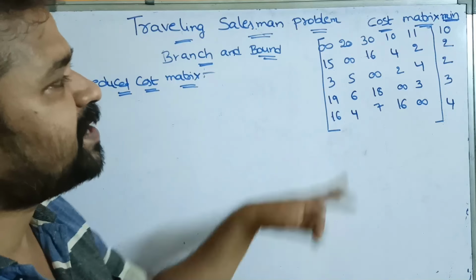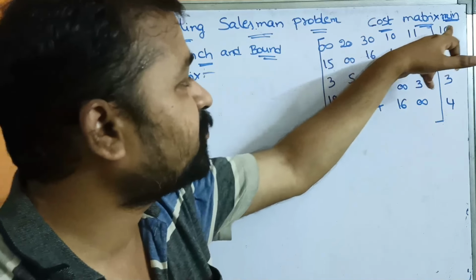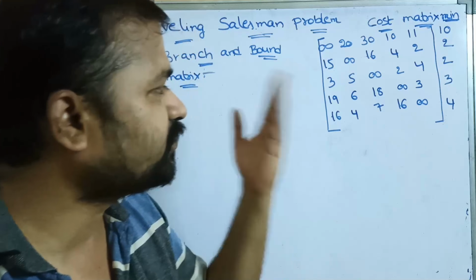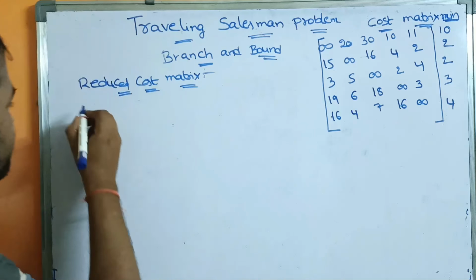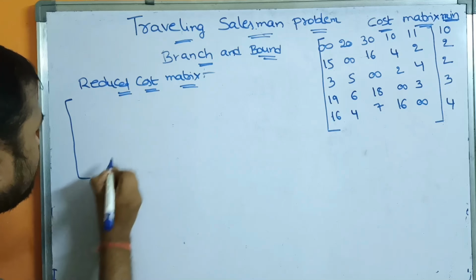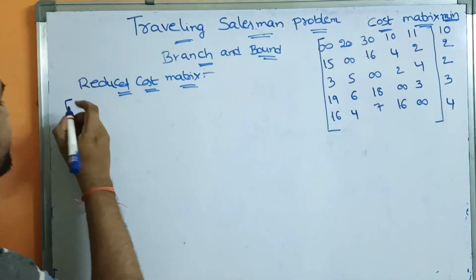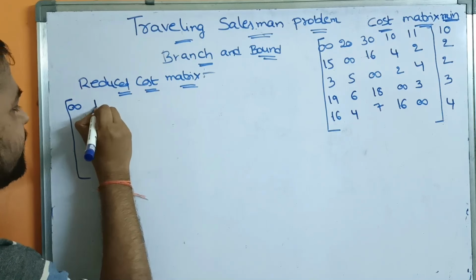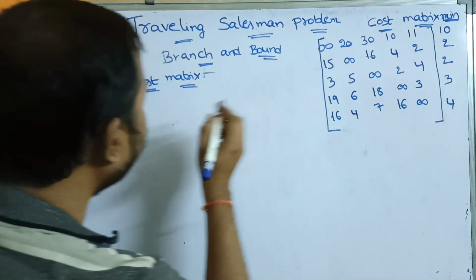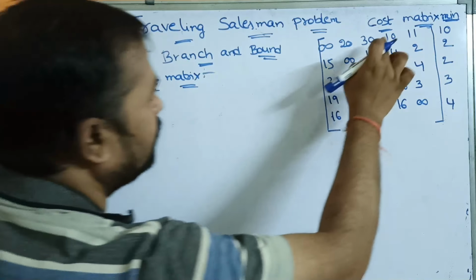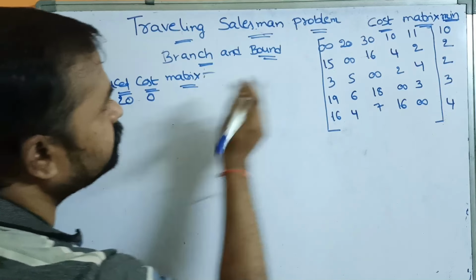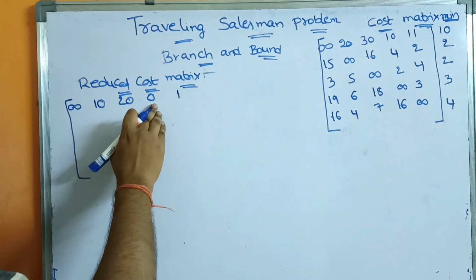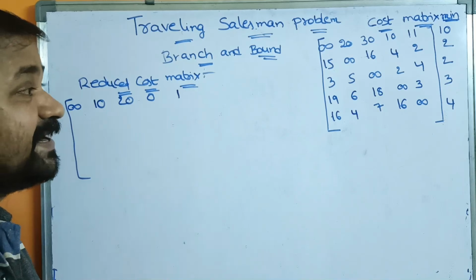Now we have to subtract 10 from each entry of the first row. Next, we have to subtract 2 from each entry of the second row. Likewise, we need to perform the subtraction. So let us do that. Infinity minus 10 is infinity only. Next, 20 minus 10 is 10. 30 minus 10 is 20. 10 minus 10 is 0. 11 minus 10 is 1. If we observe here, we got 0. So that means this row is in reduced format.